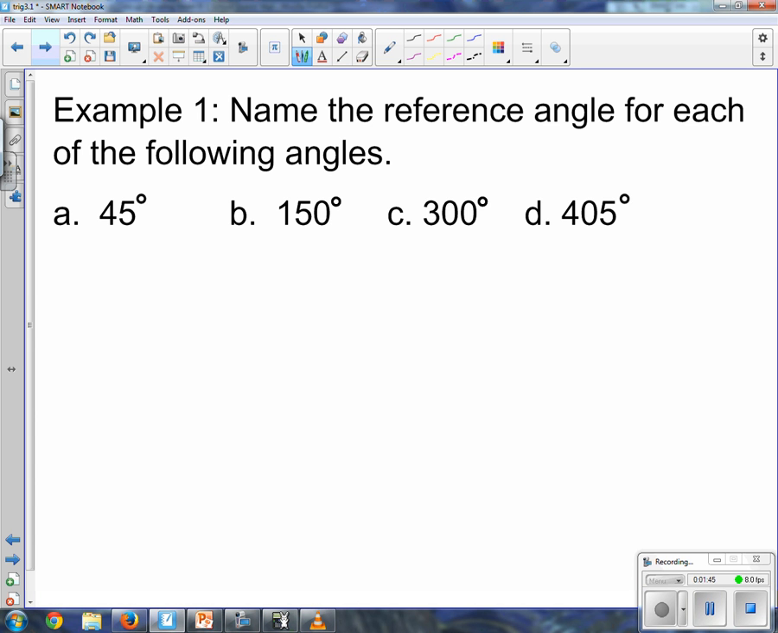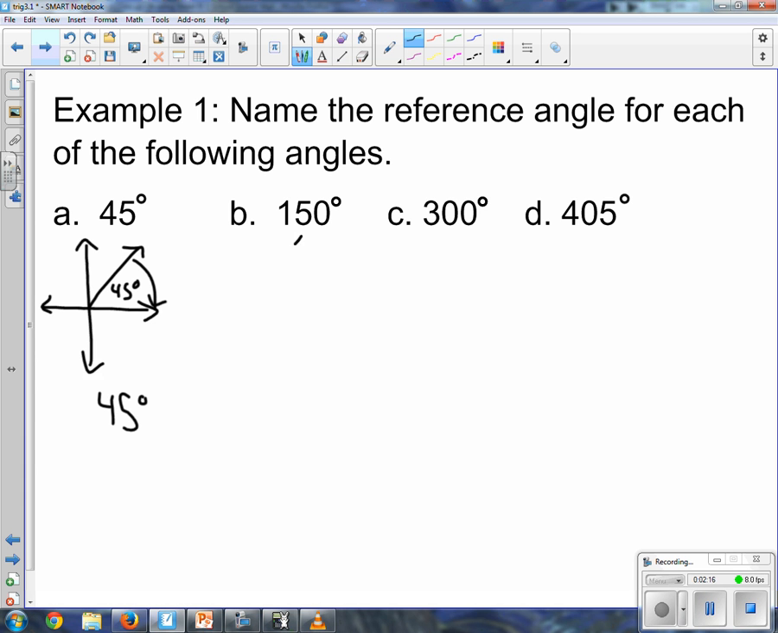Some examples with actual numbers, I think, will help clarify what this is. Name the reference angle for each of the following angles. What I would suggest you do, and the homework will ask you to do this, is graph each one first. So sketch an XY coordinate plane. And for 45 degrees, graph that. Since it's in quadrant 1, to get to the x-axis, you just go 45 degrees. So that's your answer. It's its own reference angle.